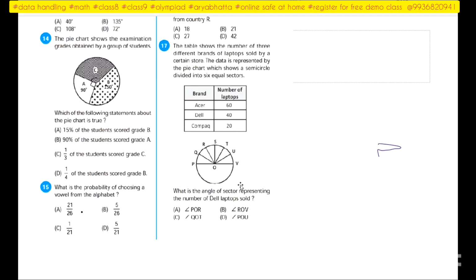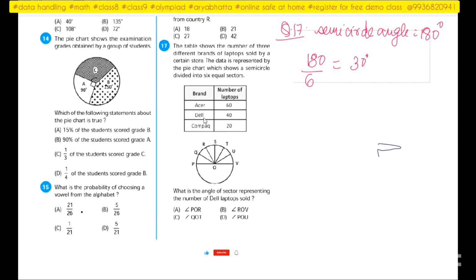Angle. Now see, the semicircle is divided into how many parts? 6 equal parts. It is a little bit tricky. Semicircle means what is the angle? Question number 17. Semicircle angle is how much? 180 degrees. Now 180 degrees is divided into 6 equal parts. So I will divide 180 degrees by 6. What will I get? 30 degrees.